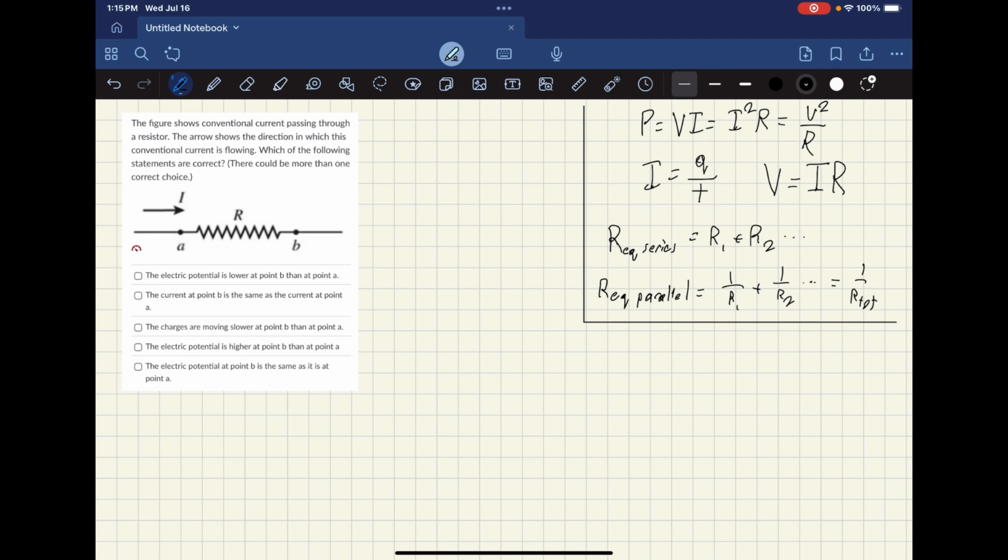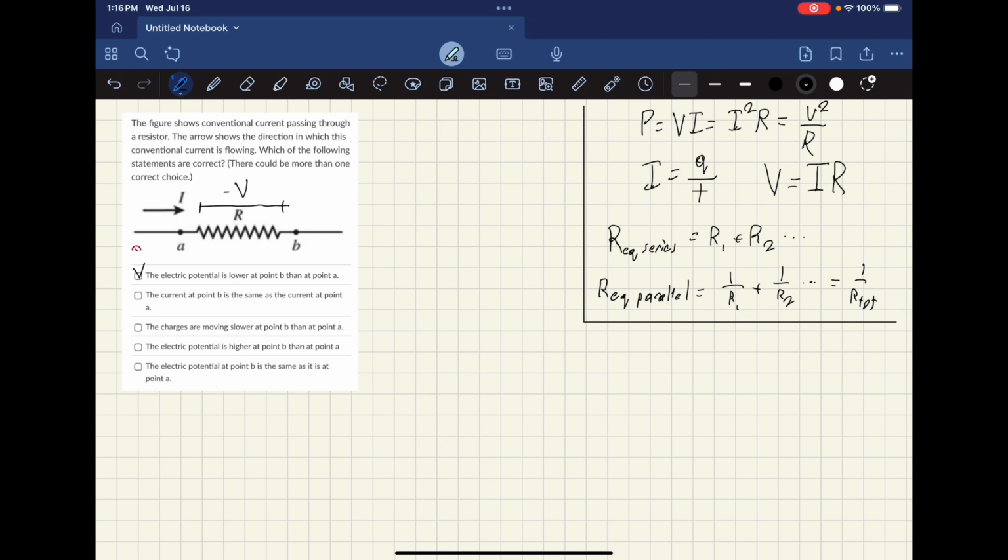So when given a resistor, the key thing to remember is that across this resistor there will be a voltage drop. Whatever the voltage was before the resistor, the voltage will be less than that after the resistor. Since voltage is really just electric potential, we know that the electric potential is lower at point B than at point A. So that's one of them.